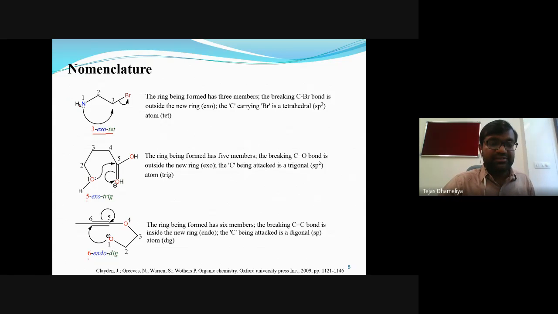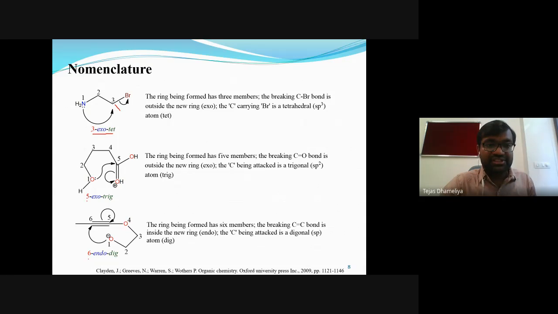NH2 is 1 unit, CH2 is another, and this is the third. तो NH2 का अटैक होता है 3 नंबर वाले कार्बन पे, Br चला जाता है, so it is going to make a 3 membered ring, इसलिए उसको बोला है 3. The bond which is breaking, between this carbon and bromine, is outside of the ring, hence it is called exo.